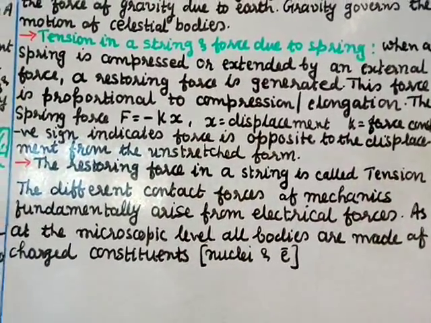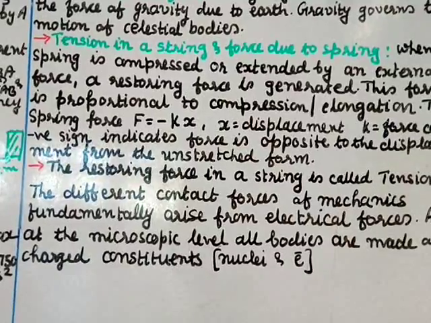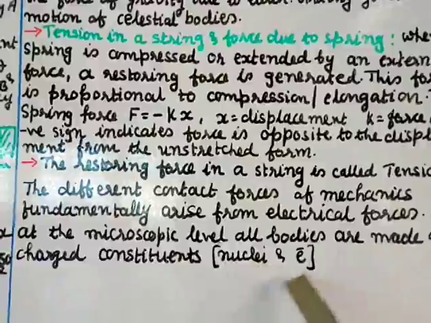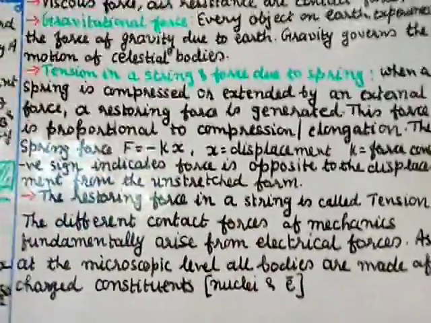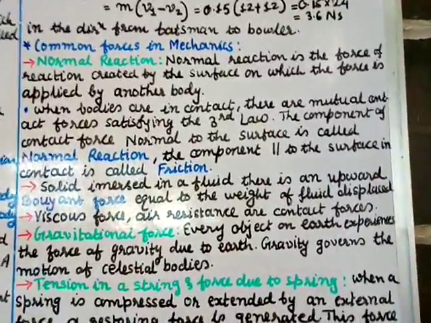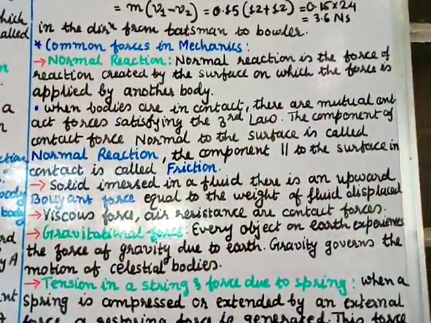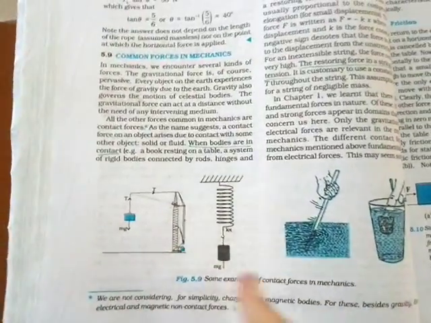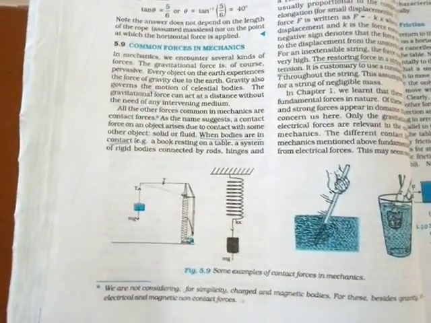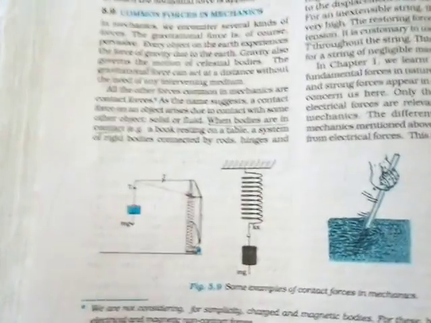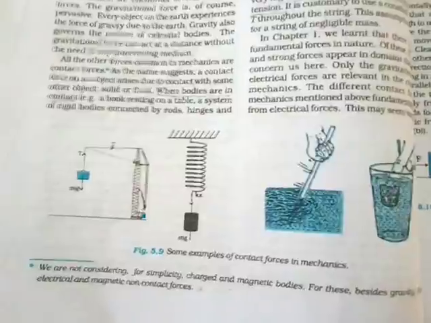So that means at the microscopic level, all bodies are made out of charged particles, right? That is, nuclei and electrons. So these are the common forces in mechanics. It's just a small topic for you to know which are the forces in mechanics. You can see some examples, the figures they have given, examples of contact forces. Okay, these are the contact forces. You can see it is there in your textbook.